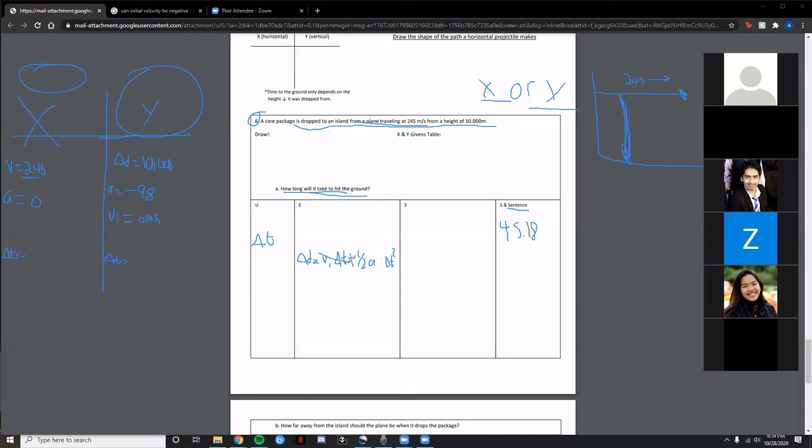That makes sense to everybody? Why I'm canceling this portion out? Can I get a yes in the chat? Of course, Andrew. Okay, thank you. Thank you, Gausha. Now that we have delta D equals 1/2 of A times delta T squared, all we have to do is divide by 2.